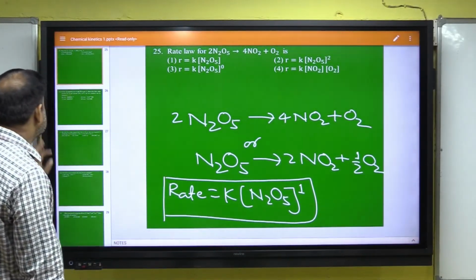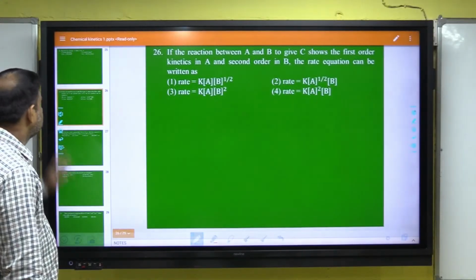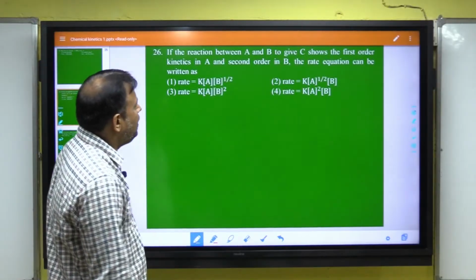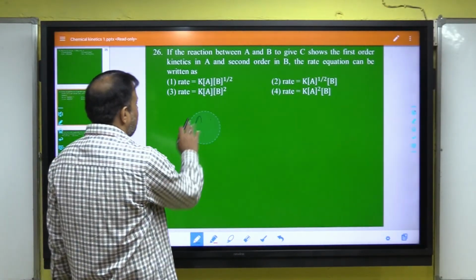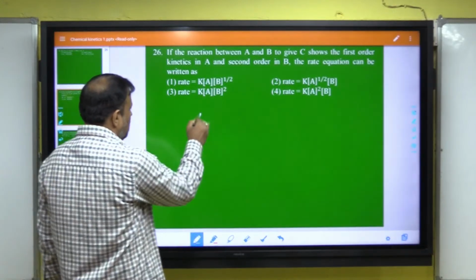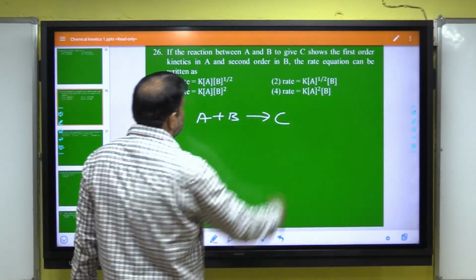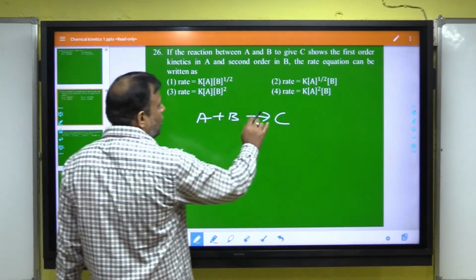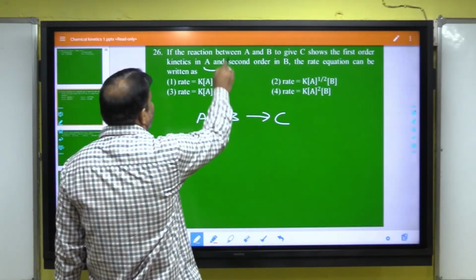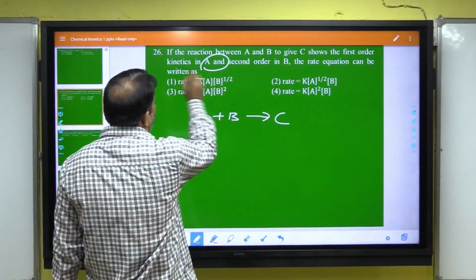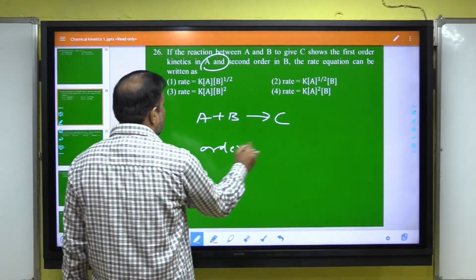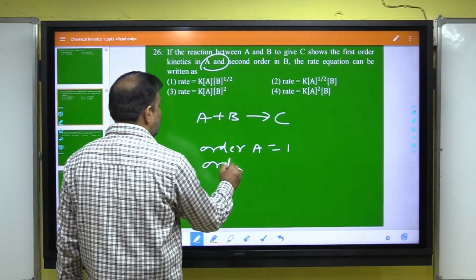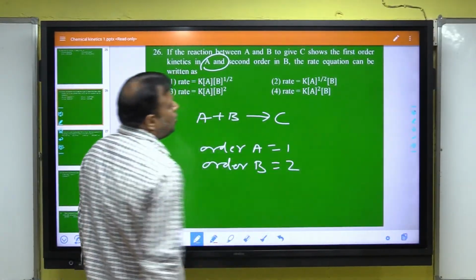Question number 26. If the reaction between A and B to give C, A plus B gives C, shows first order in A, that means order of A is given, order of A equal to 1, and second order in B, order of B equal to 2, what is the rate equation?